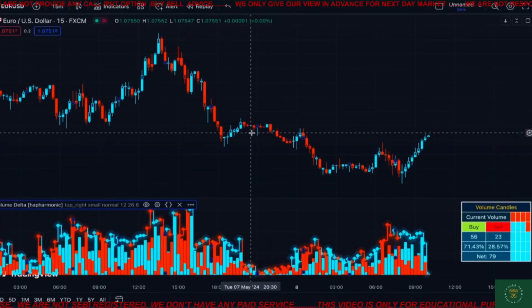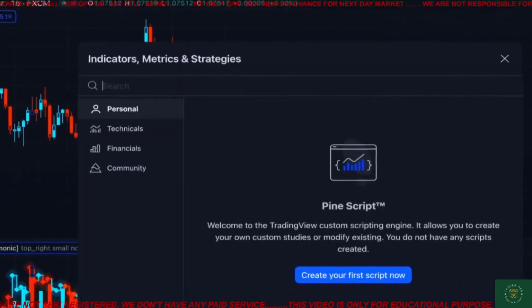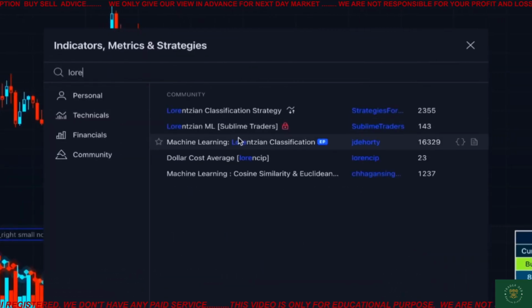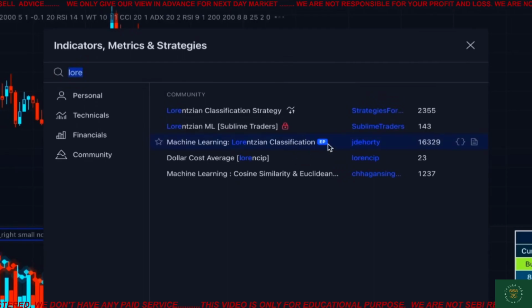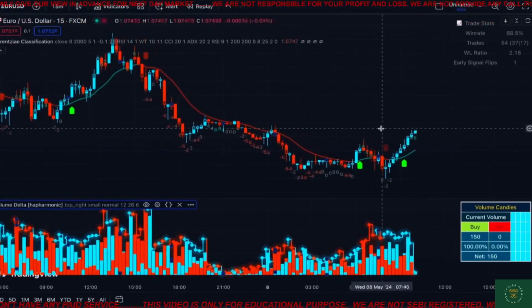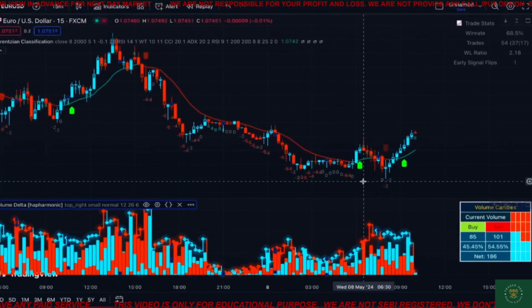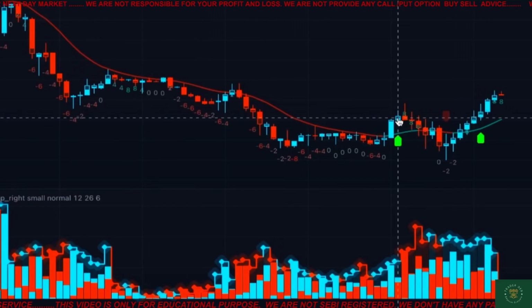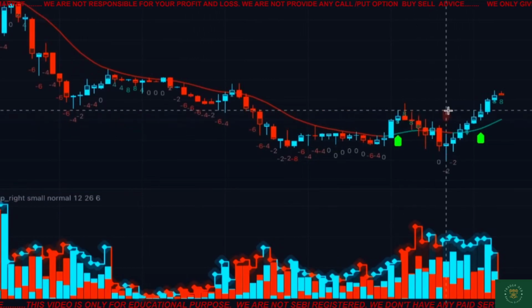For example, let's add a buy sell signal indicator like Lorentzian classification. This one, machine learning Lorentzian classification, which is written by J.D. Horty. And let's see how we can validate the signals with the help of this volume indicator. For example, just look at this buy signal here. Do we have any good percentage of buying volume? No. Or look at the sell signal.